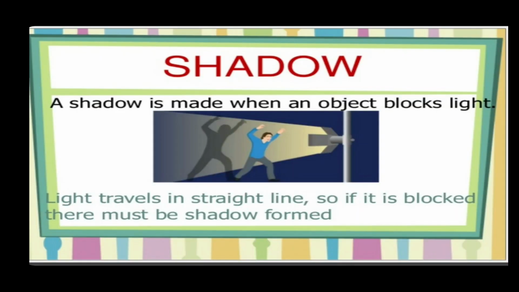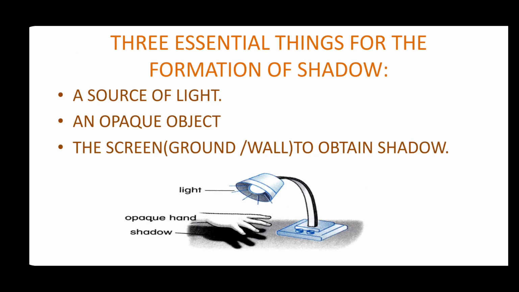So what is a shadow? A shadow is made when an object blocks the light path. Light, as you know, travels in a straight line. So if its path is blocked or obstructed by some opaque object, then the shadow is formed. Dear students, for the formation of a shadow, three essential things are required.